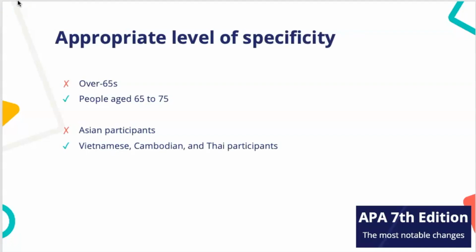Appropriate level of specificity. Don't write over 60s; write people aged 65 to 75. Don't write common nouns like Asian participant. Be specific, like Vietnamese, Cambodian, and Thai participants. When possible, give specific characteristics rather than a broad category. The appropriate choice depends on the context where we are using it.